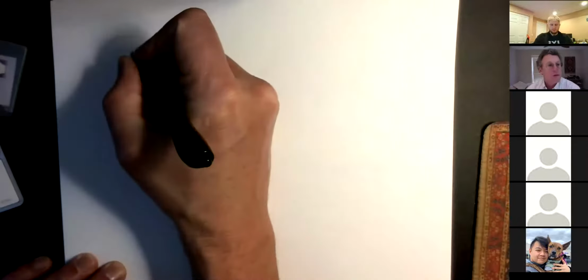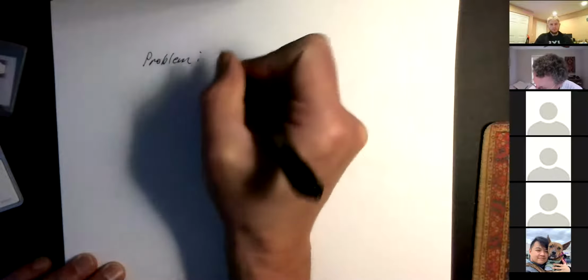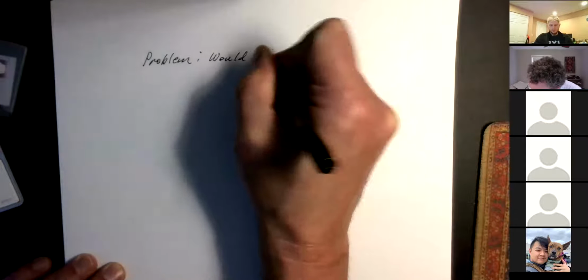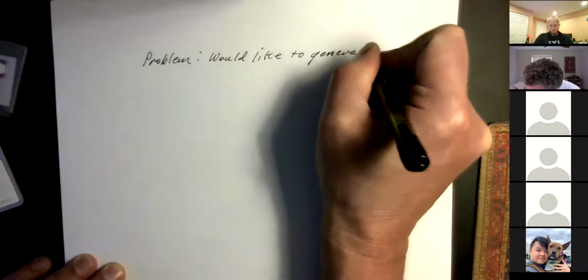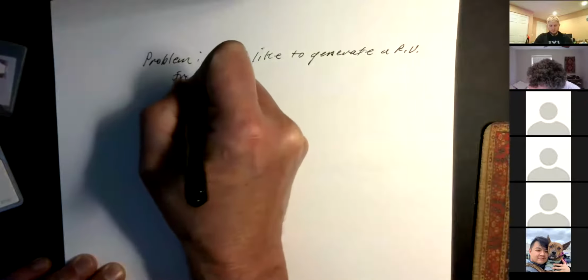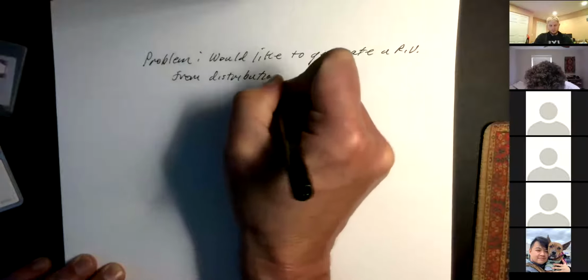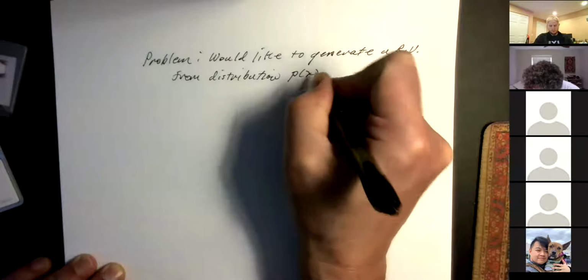There it goes. Okay. In stochastic simulation, the idea is that you have some probability distribution problem. You would like to generate a random variable from distribution P of X. Okay.